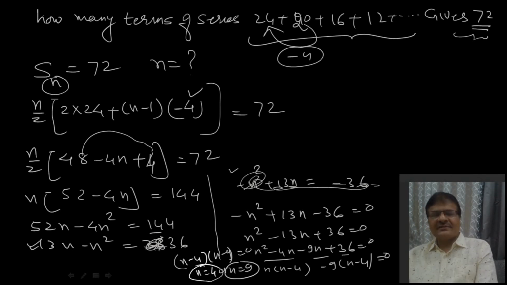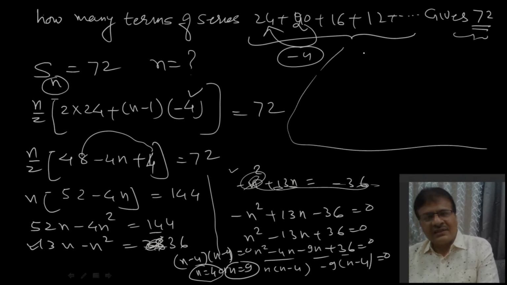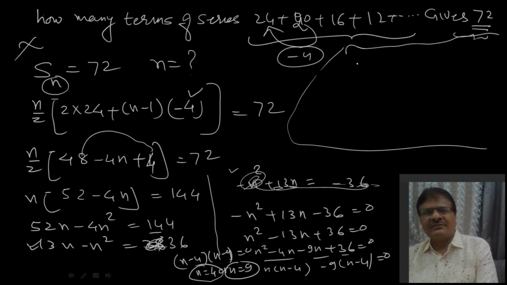Which answer is correct? 4 or 9? Both are correct. I will explain this also, that you don't need to apply this lengthy technique. These are very small numbers, so you can easily add. You want 72? 24, 20, write this way, then 16: 24 plus 20, 44 plus 16, 60 plus 12, and this is the series, 72.